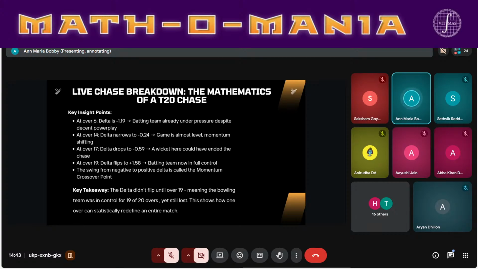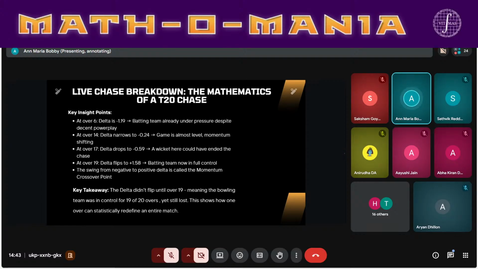Just whatever I mentioned before is written in this slide. At over 6, delta is minus 1.19. The batting team is already under pressure despite a decent power play, but that's fine. At over 14, delta narrows to negative 0.24. So the game is almost level, momentum shifting.